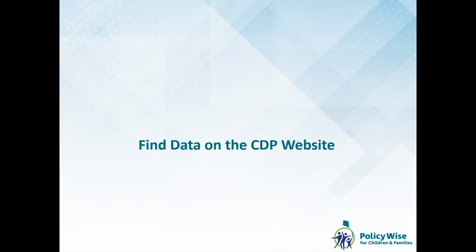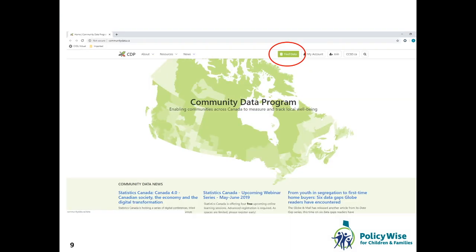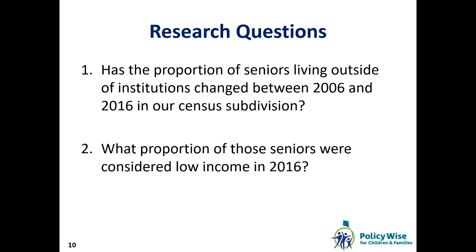So let's start thinking about how to find data on the CDP website. If you go to the CDP website, you will see this Find Data button, and that's where we're going to go in and search for data. But let's start by looking at a couple of research questions, just to orient us and have a product that we can get out at the end.